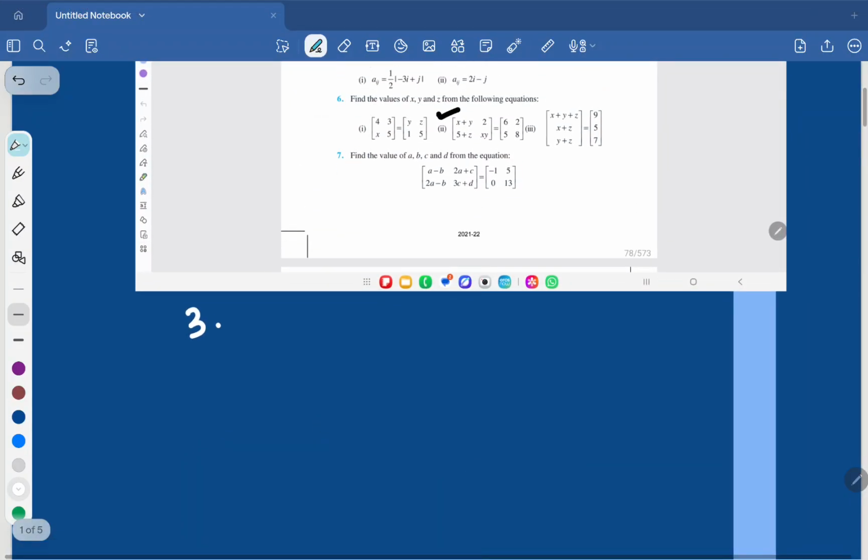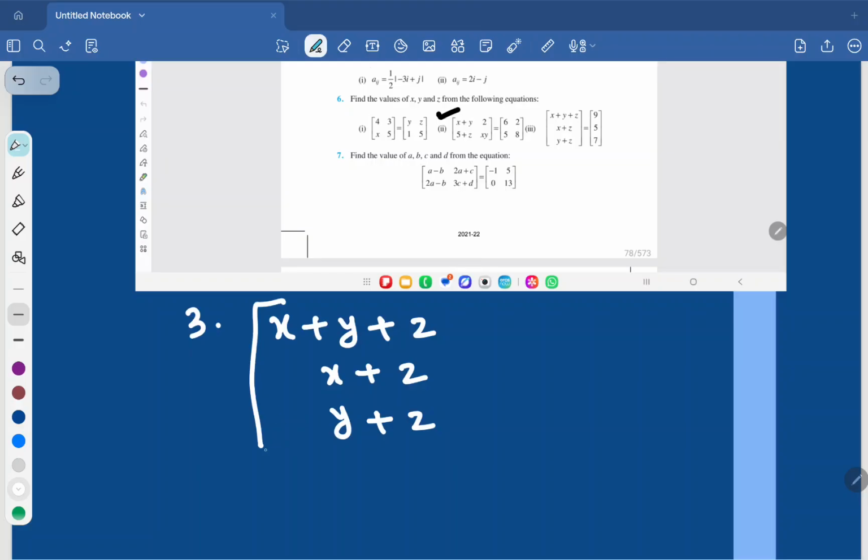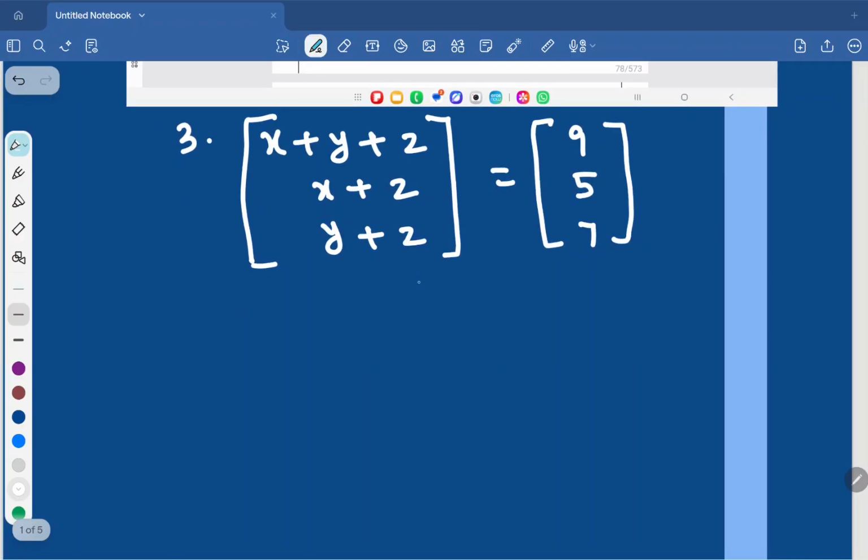What is the third one? The column matrix [x plus y plus z; x plus z; y plus z] equals [9; 5; 7]. Here also see the order. Number of rows 3, number of columns 1. Here also 3 cross 1. Again, by definition of equal matrix, corresponding elements are equal.